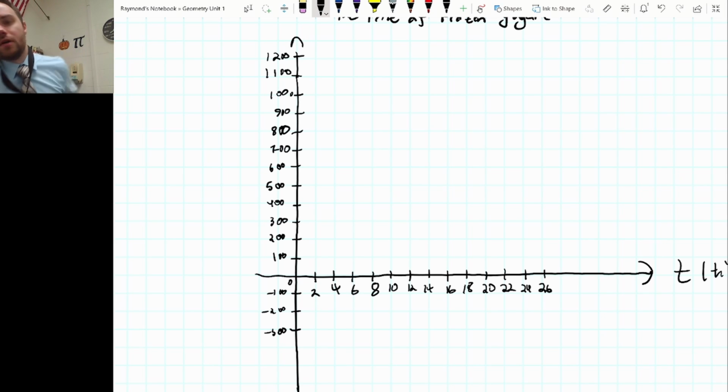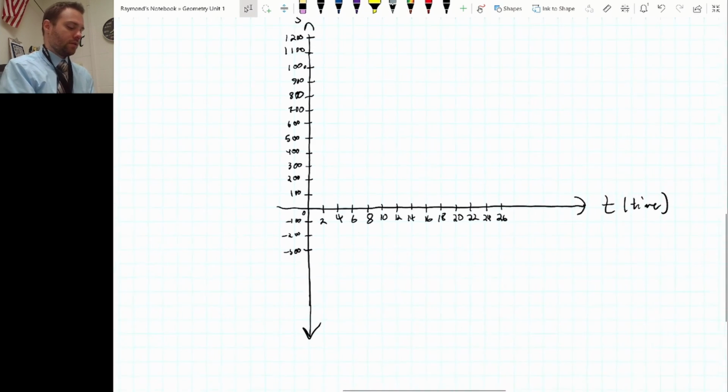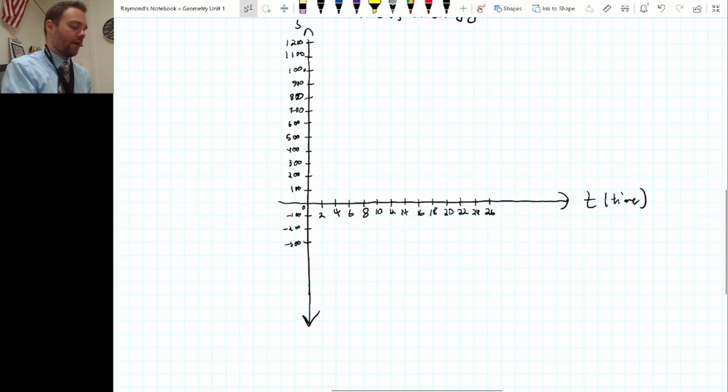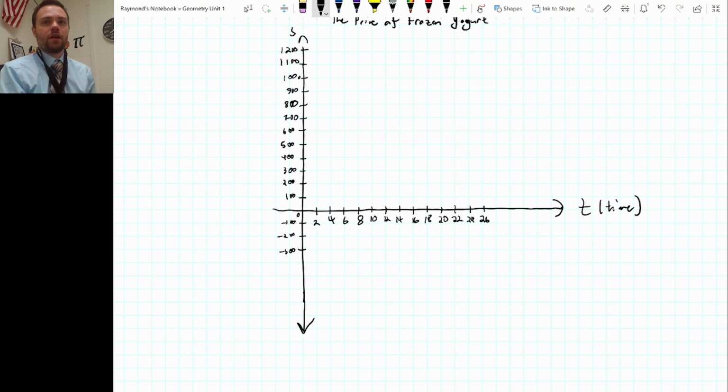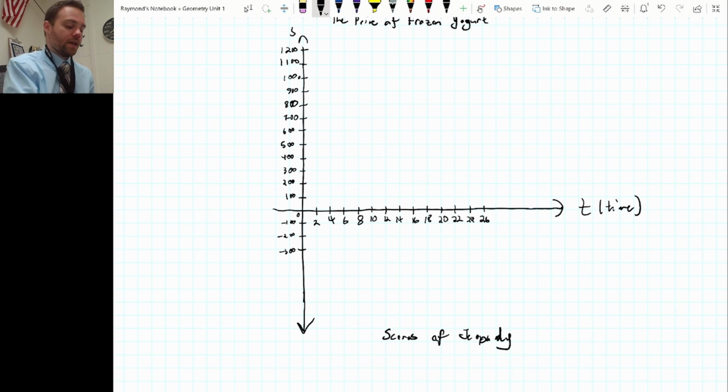Okay, so since I've got my axes labeled, and I know what they mean, I want to label my graph. So the graph, we're talking about scores of Jeopardy. So down here, I'm going to label my graph. This means scores of Jeopardy. So that's just telling whoever looks at my graph what it's about. So as time increases in minutes, the score will either increase or decrease.